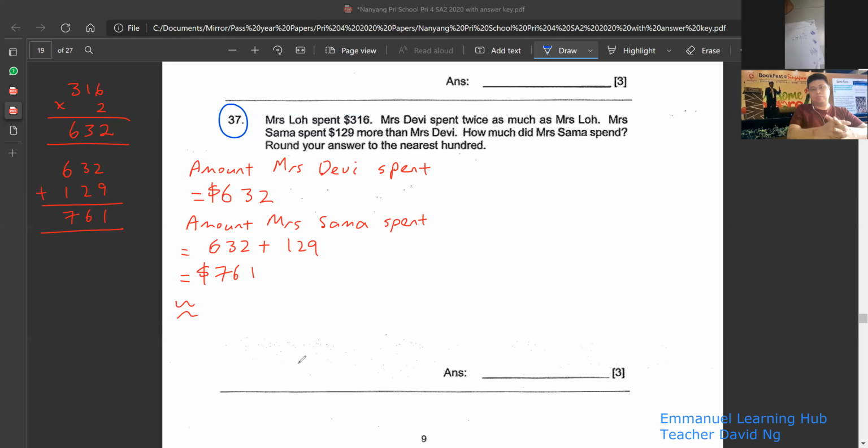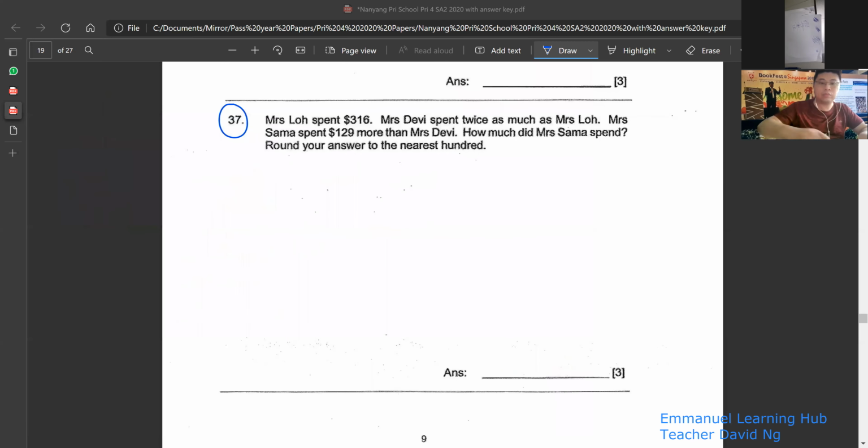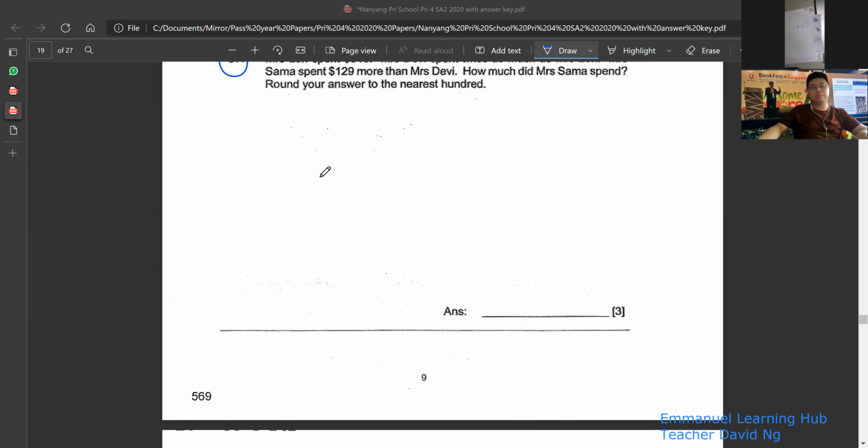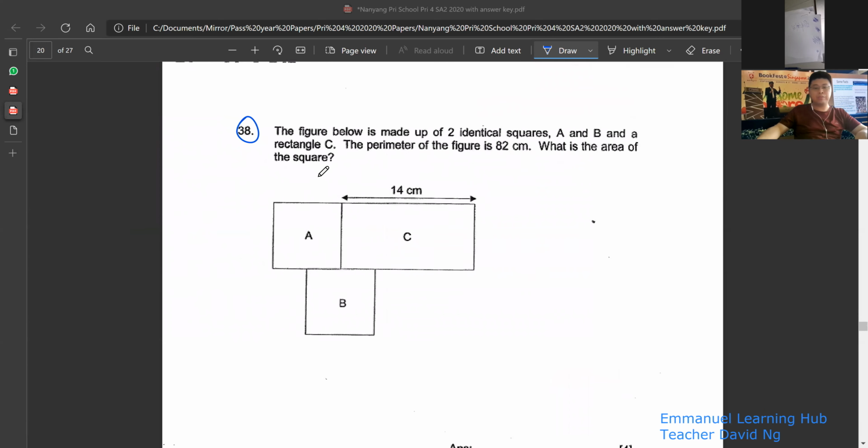Is 800. Yes, 800. You look at 6. 6, you round up, right? You round up, so 7 becomes 8. Okay. Need to have dollar sign. No dollar sign, no marks. Yeah, I know. 37, okay. 38.